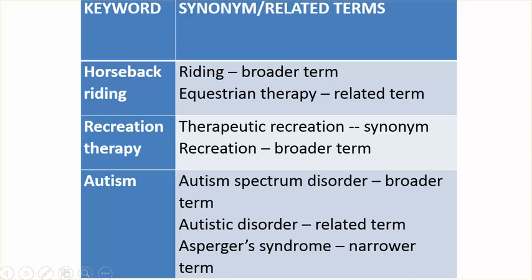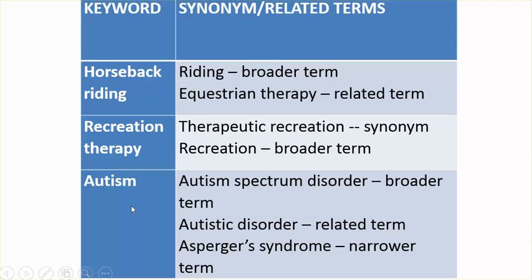So using the example of research into horseback riding for therapeutic recreation for people with autism, here's an example of some keywords and related words. So for the keyword horseback riding, riding is a broader term, and equestrian therapy would be a related term. For recreation therapy, therapeutic recreation is a synonym, and recreation is a much broader term.